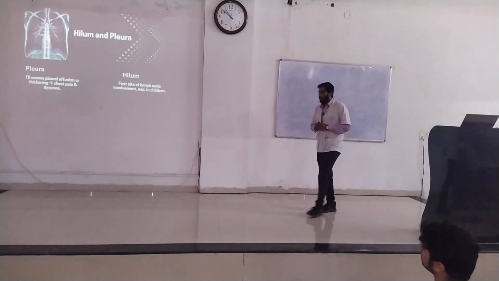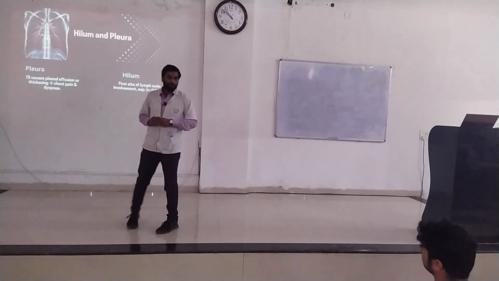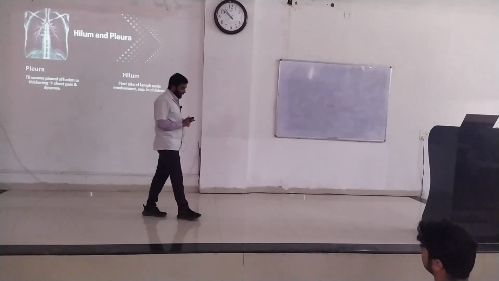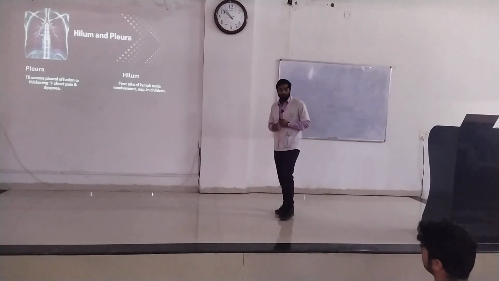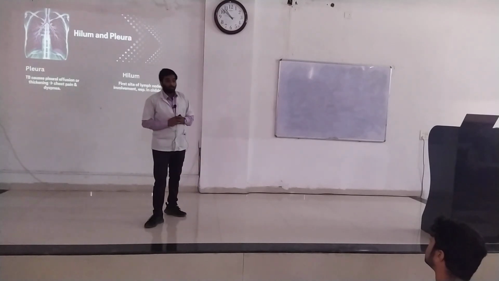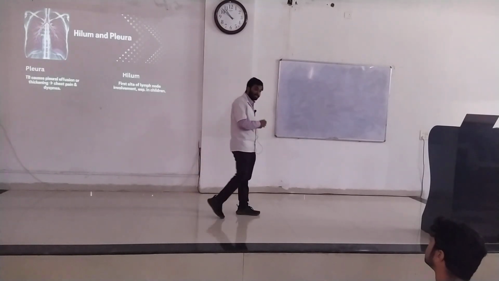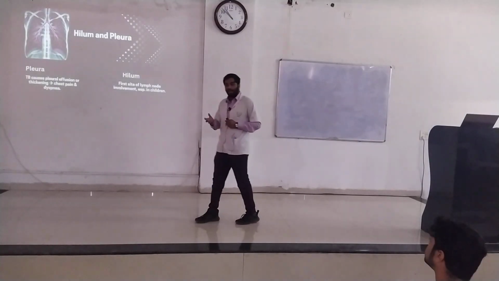Secondly, we will look at the hilum. Now consider the hilum as the Mumbai airport for the lungs. Bronchi, arteries, veins, lymphatics all enter and exit from here. Especially in kids, the lymph node enlargement in the hilum is even larger than the lung lesion itself. This is because in kids the lymphoid tissue is hyperactive.